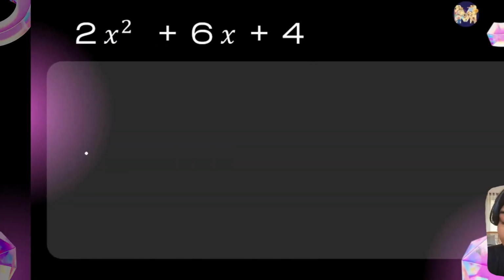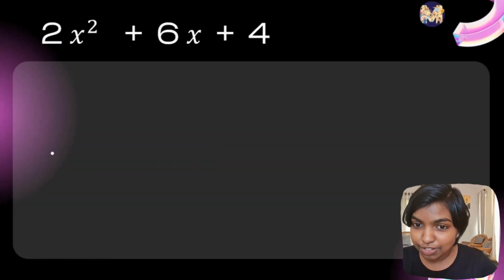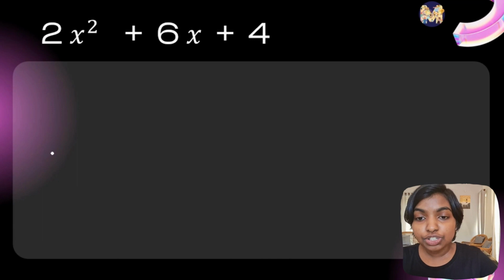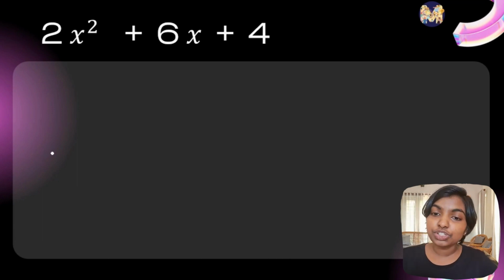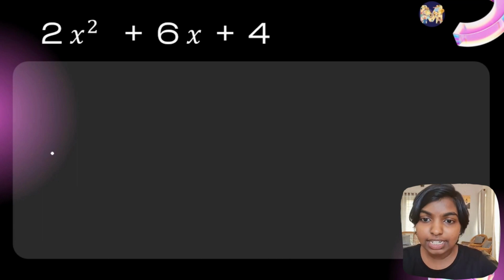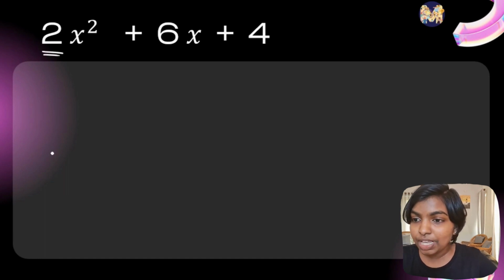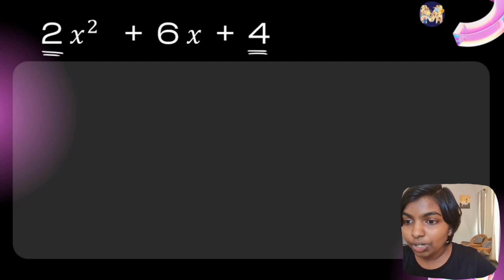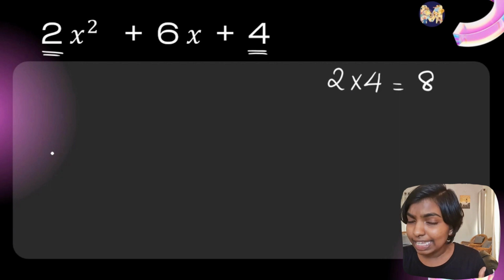So let's look at the question 2x squared plus 6x plus 4. To solve this, the very first step is to take the product of the coefficient of x squared, that is 2 here, and the constant term, that is 4. So we know 2 times 4 is going to give us 8. Now we're going to try and factorize this 8.